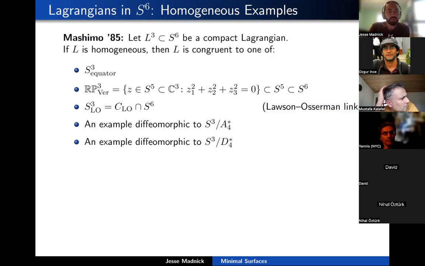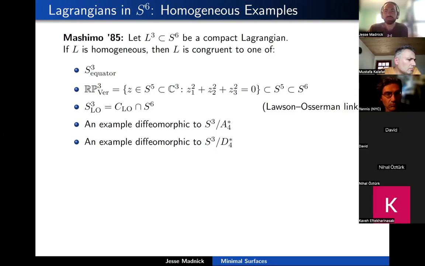There's the S3, which is given by the link of the Lawson-Osserman cone, which was referenced last lecture. The Lawson-Osserman cone, in fact, was co-associative. I failed to mention that. And therefore, its link in S6 is Lagrangian. This is this famous example that was a counterexample to many hopes about high codimension and high dimension minimal submanifolds. And then there are 2 examples with some interesting topologies, S3 mod these various finite groups.